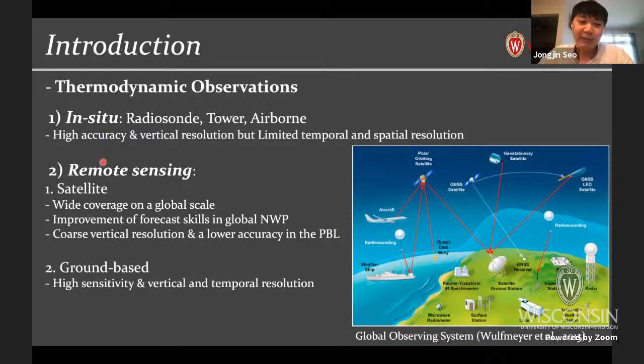Spaceborne remote sensing, or satellite, has the benefit of wide coverage on a global scale and also improvement of forecast skill in global numerical weather prediction models. However, it has relatively coarse vertical resolution and lower accuracy, especially in the PBL and near the surface. And last, ground-based remote sensing has very high sensitivity and vertical and temporal resolution, especially near the surface. So it can complement those two observations.